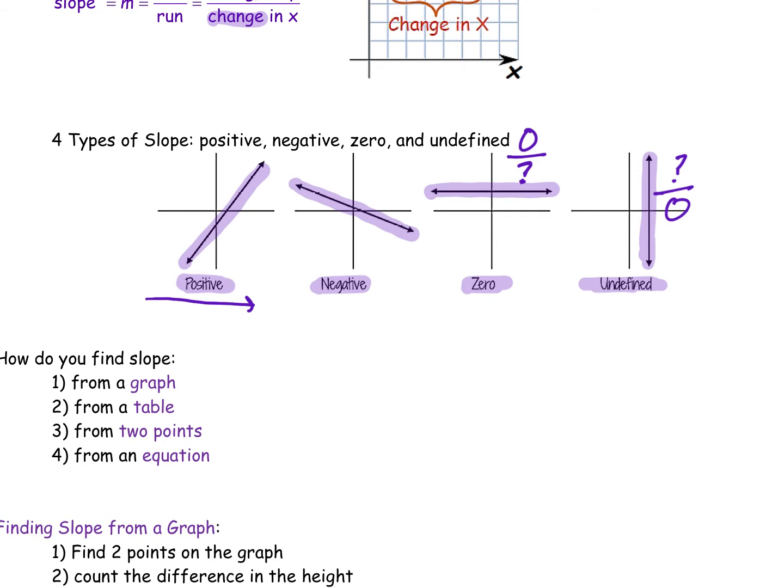Divided by 0, guess what I'm going to get? Undefined. If I divide by 0, can't do it, ever, my answer is undefined. If I have 0 divided by something, my answer is 0.